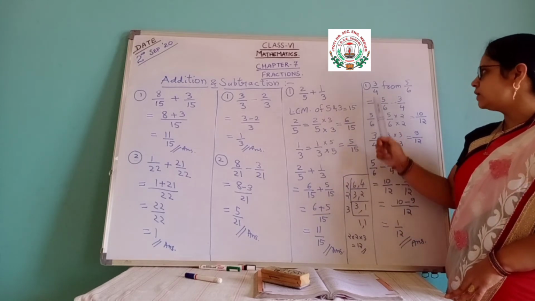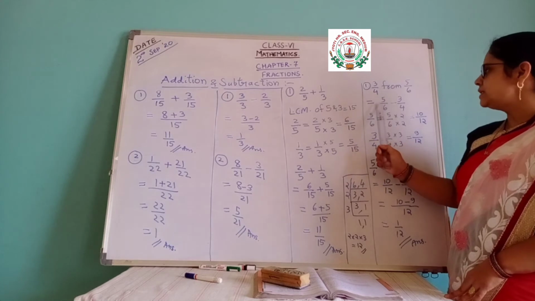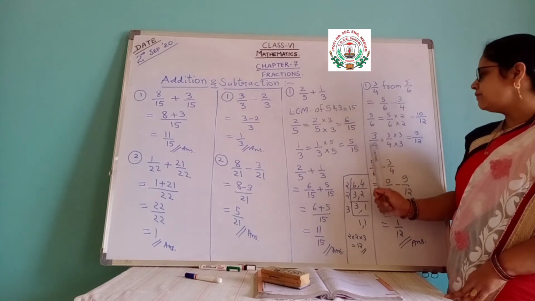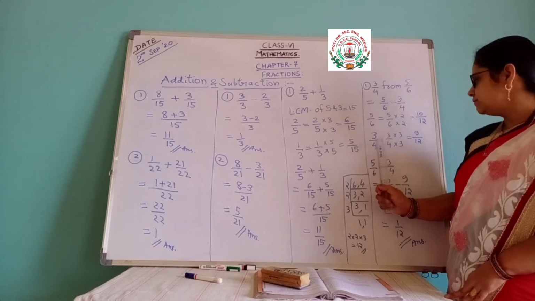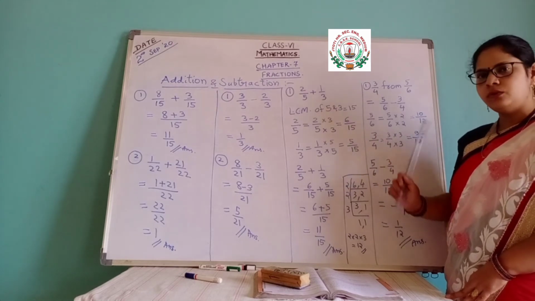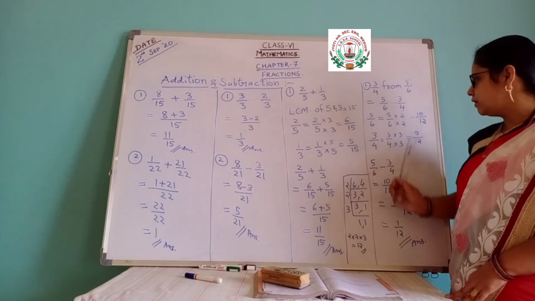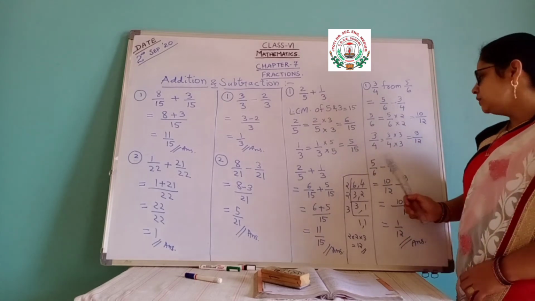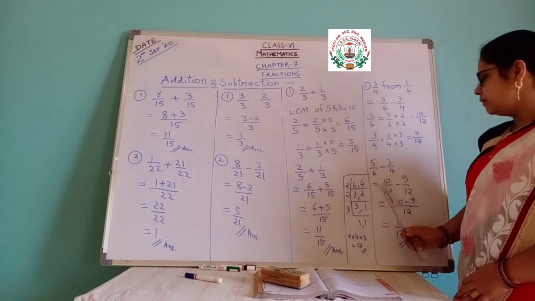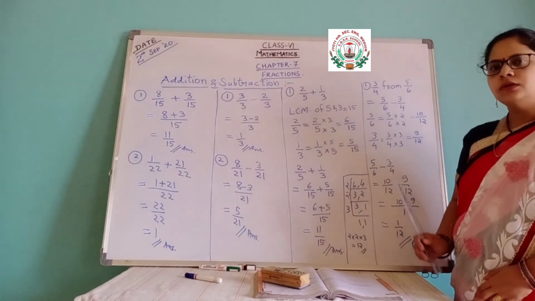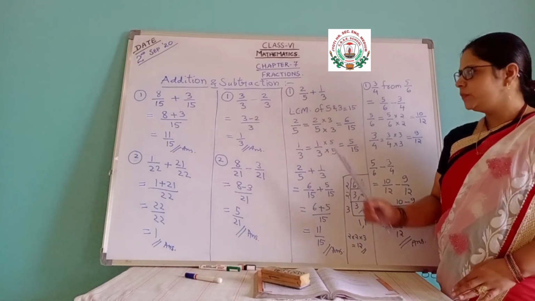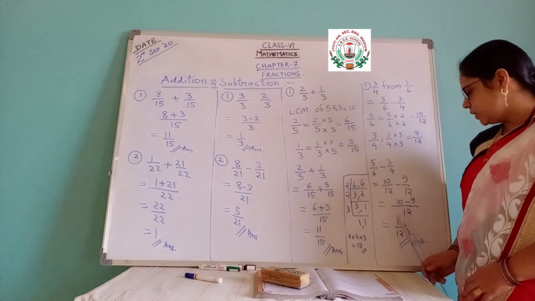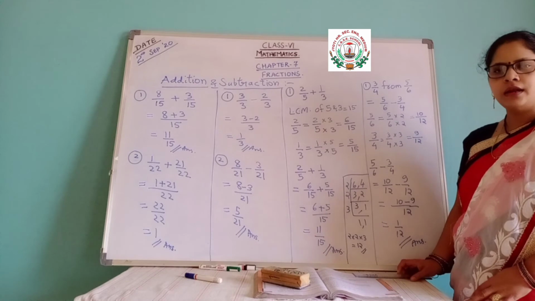So you have to convert the denominator of 5 by 6 to the LCM 12 and the denominator of 3 by 4 to the LCM 12. In a similar way I have converted. Now you got the numbers 10 by 12 and 9 by 12. So you have to subtract 10 by 12 minus 9 by 12. The denominators are now the same, so only the numerators will be subtracted. So 10 minus 9 is 1. So 1 by 12 is your final answer.